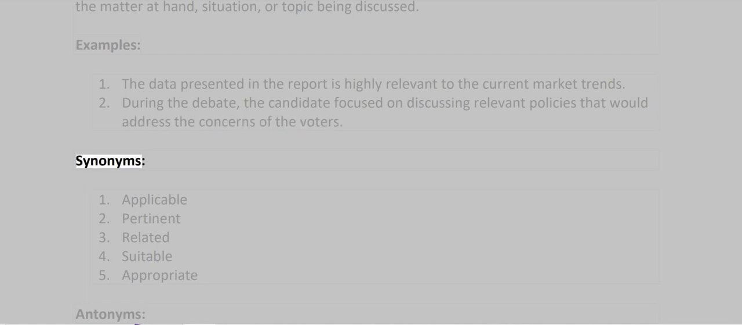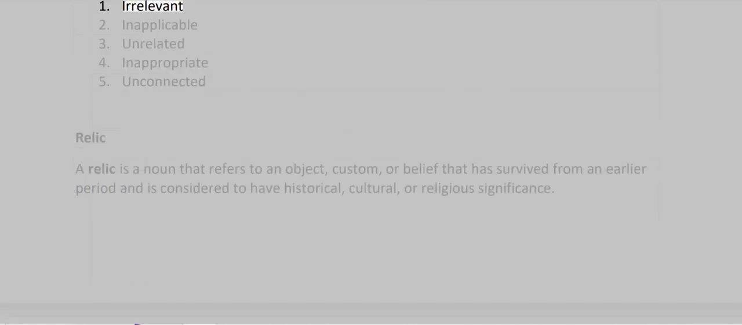Synonyms: 1. Applicable. 2. Pertinent. 3. Related. 4. Suitable. 5. Appropriate. Antonyms: 1. Irrelevant. 2. Inapplicable. 3. Unrelated. 4. Inappropriate. 5. Unconnected.